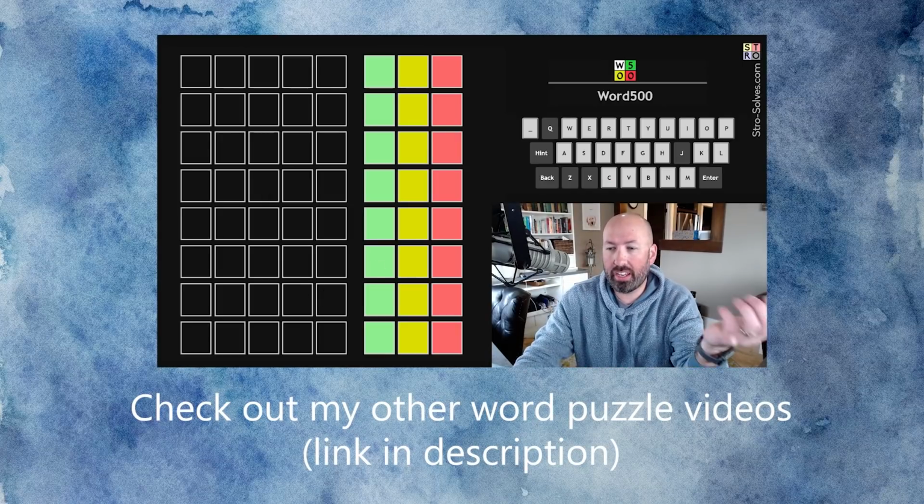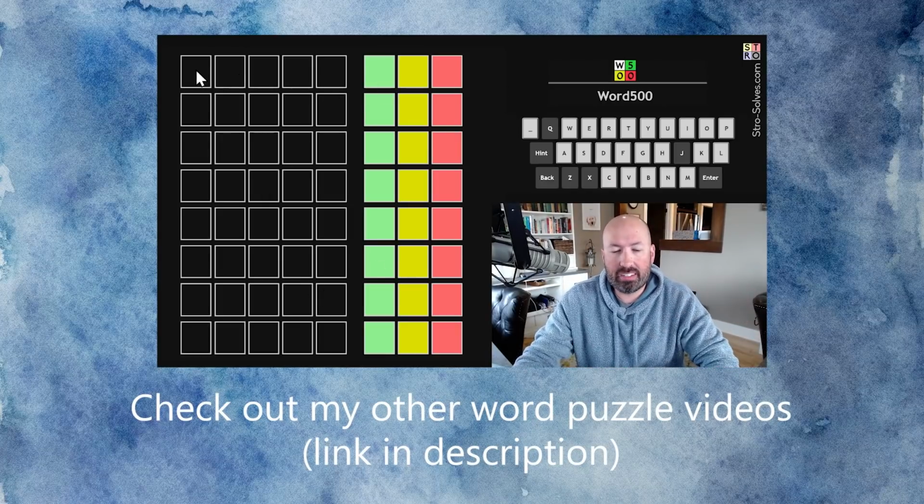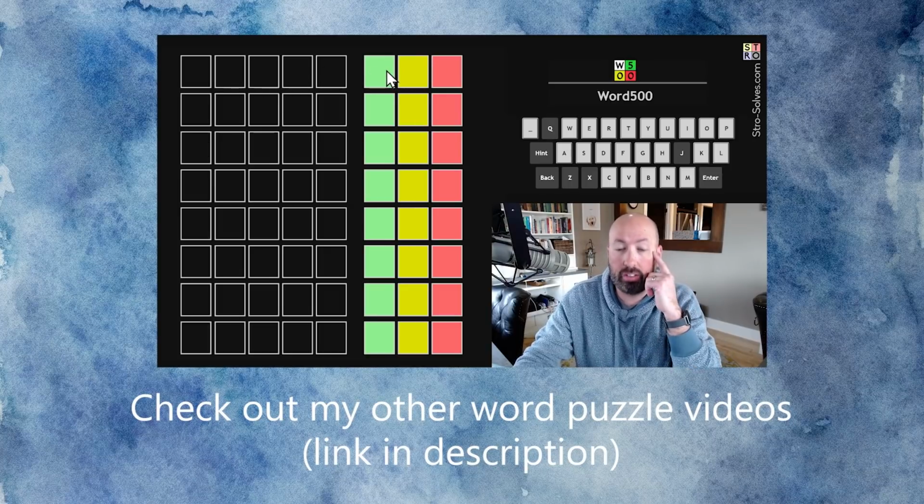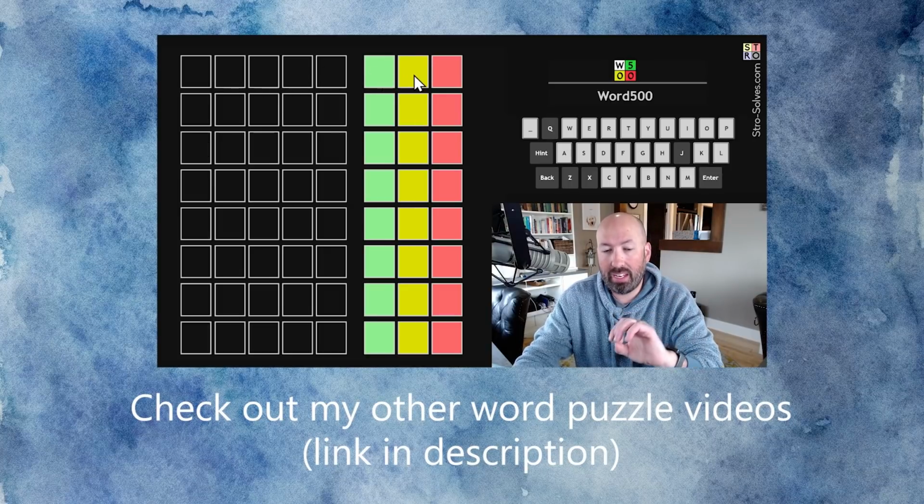This works just like normal Wordle, except instead of getting the yellows and greens on the actual letters, we're gonna get numbers on the right side over here that will tell us how many greens and how many yellows there are.